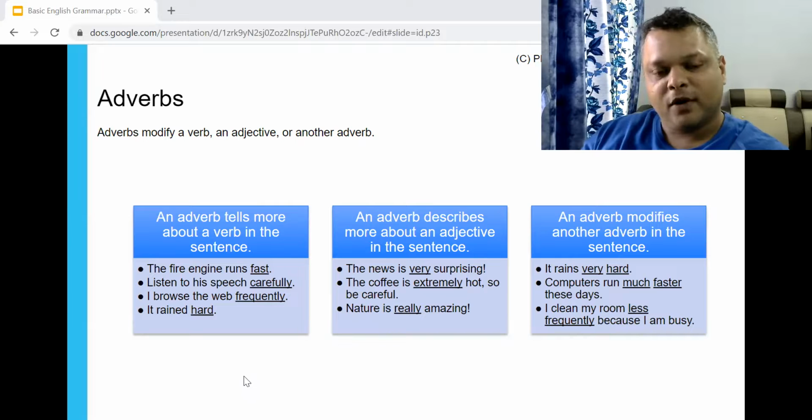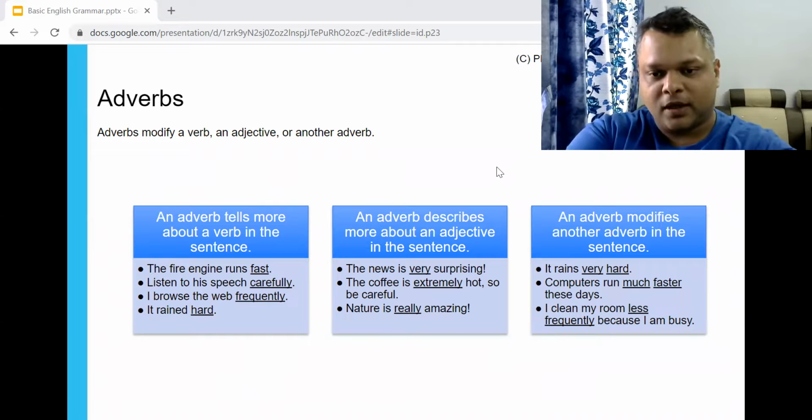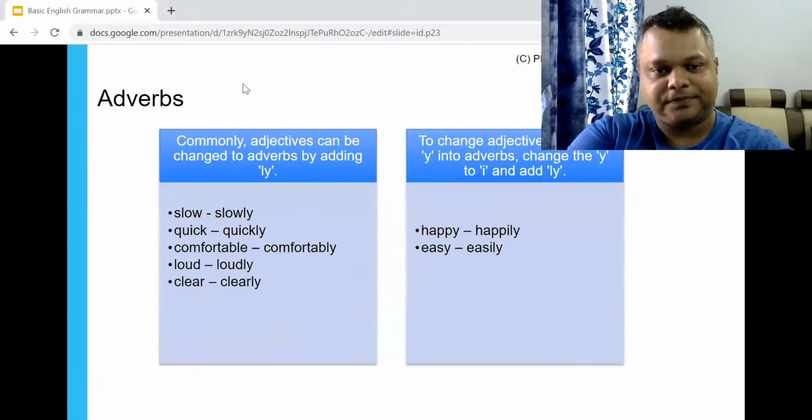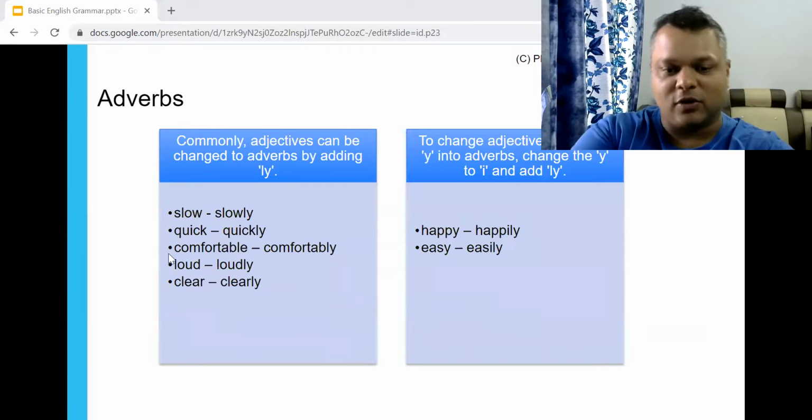Yes, sir. Okay, very good. Let's move on to the next slide. Commonly, adjectives can be changed to adverbs by adding ly. For example, slow becomes slowly, quick becomes quickly, comfortable becomes comfortably, loud becomes loudly, clear becomes clearly.